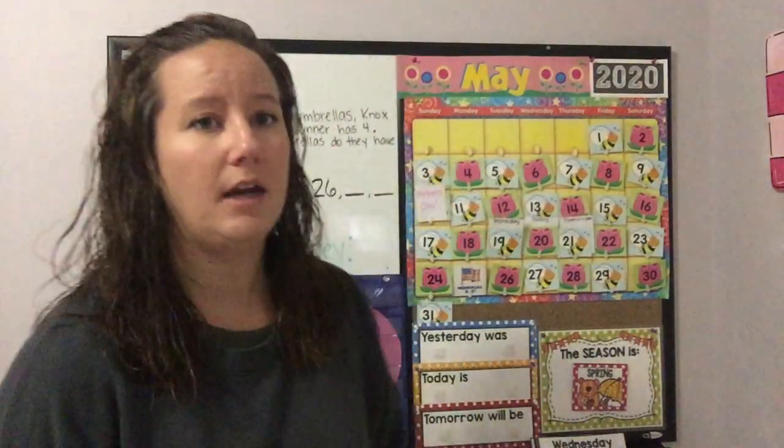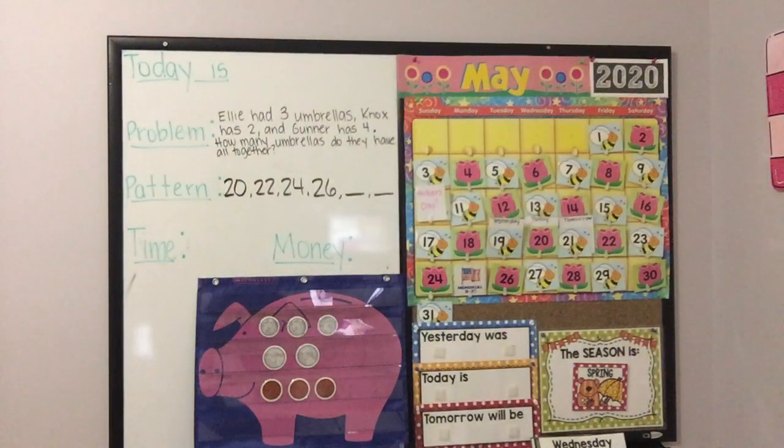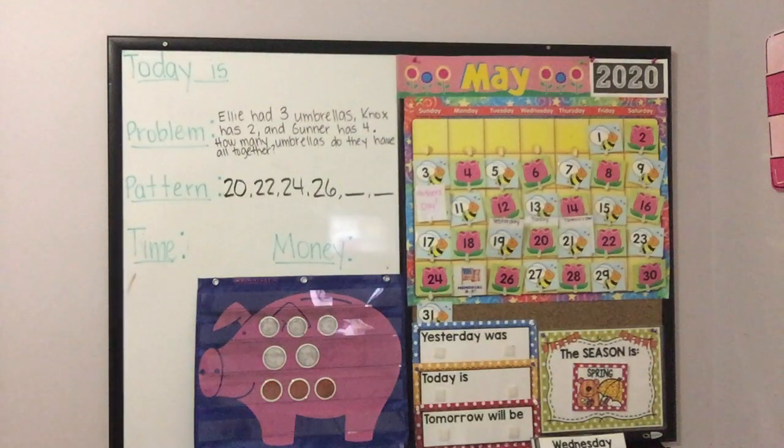We're going to start by singing our months of the year. January, February, March, April, May, June, July, August, September, October, November, December. These are the months of the year.